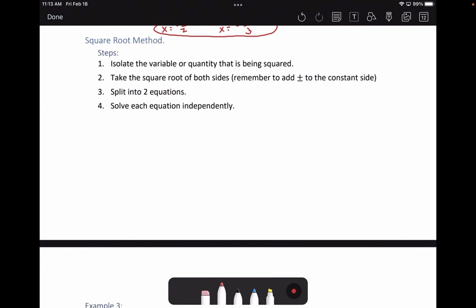The square root method. The steps are: isolate the variable or quantity that is being squared. Take the square root of both sides. Remember to add plus or minus to the constant side. We'll split that into two equations and then solve each of those equations independently.